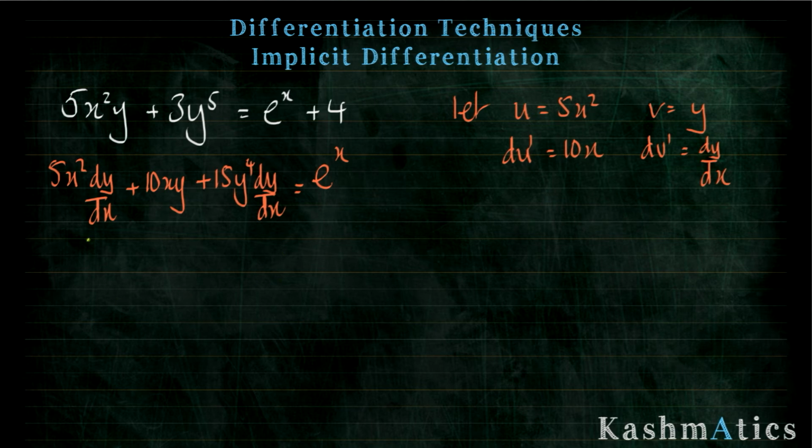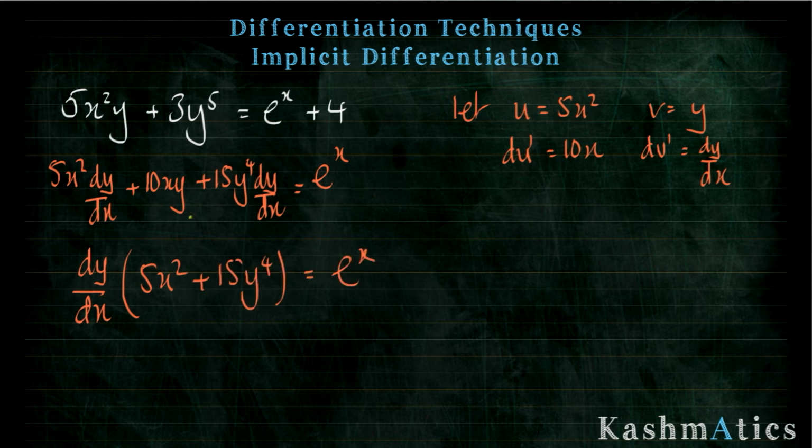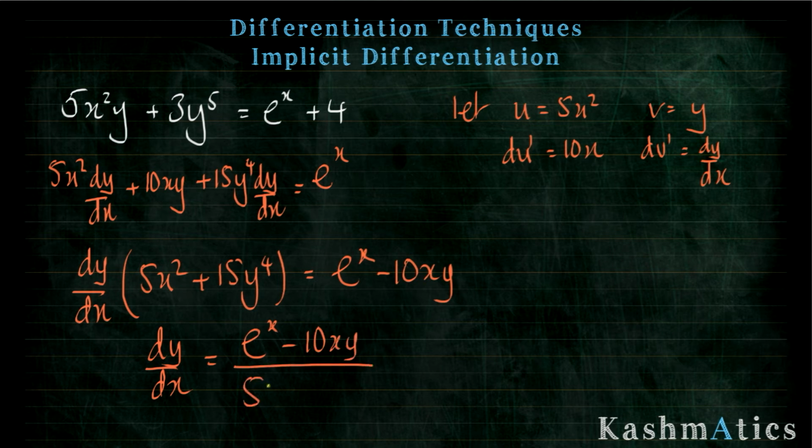Okay, so I've got dy by dx twice like I did before, so I need to factorize that out. So dy by dx, 5x squared plus 15y to the power 4 equals e to the x. I'm going to take away this 10xy, so minus 10xy, and let's divide by everything inside the brackets to give us e to the x, take away 10xy all over 5x squared plus 15y to the power 4.